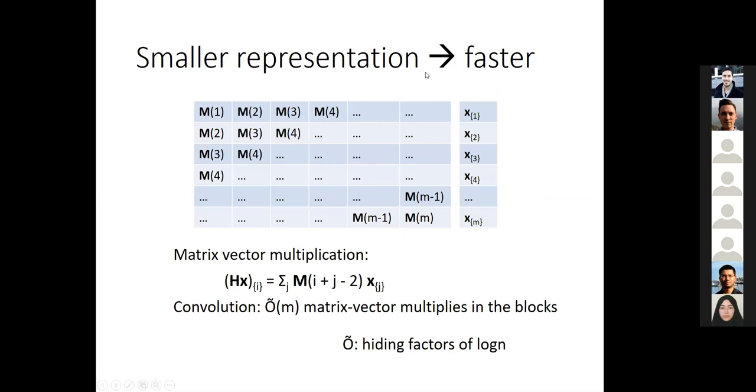Why is this faster? Consider what happens if you do a matrix vector multiply now. A matrix vector multiply with a Block Hankel matrix is Hx, where the ith block is the sum over j of these blocks times the xj vector, so m of i plus j minus 2 times xj. So essentially it's the convolution of two vectors, right? You think of the x as blocks. You think of the m's as blocks. And for the ith entry, you take the m vector, shift it by i, and take the pairwise dot product.